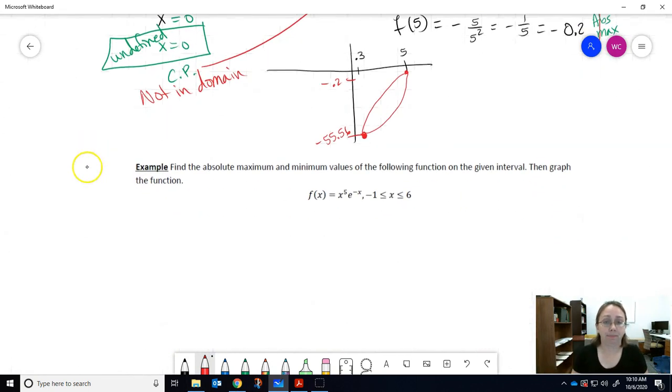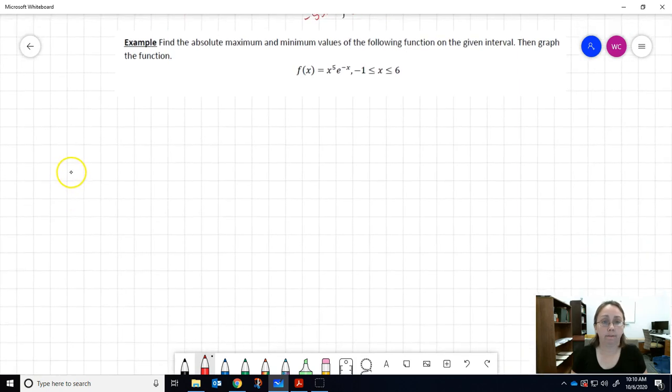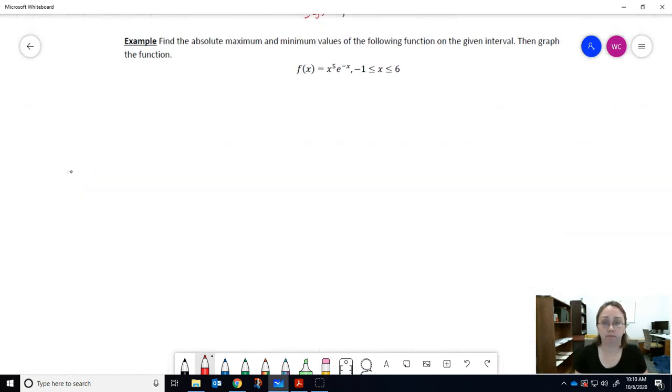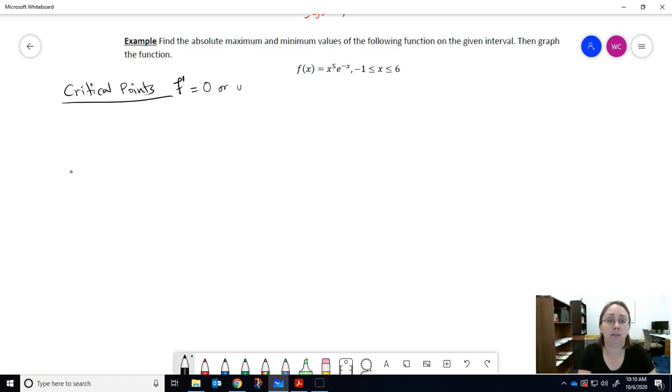All right, let's try another one. Find the absolute max and min and the graph. All right. To find the absolute maximum, you start by finding the critical values. This time, hopefully we remember, or critical points, we remember to make sure they're actually in our domain. So the derivative tells us if we have critical points by telling us if the derivative is 0 or undefined.